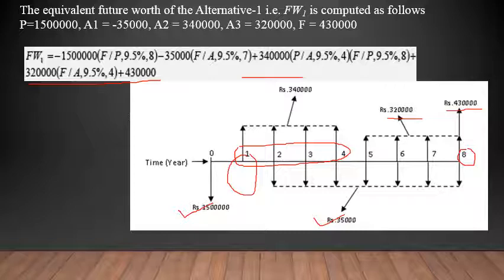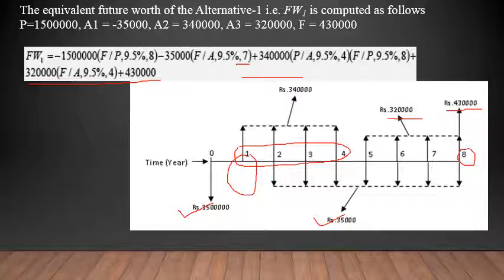Then 35,000, it is A, there is no problem with it. Convert that into F using the factor F by A, comma 9.5, comma 7. Why is it 7 here? Because there are only 7 flows. 1 2 3 4 5 6 7. That's what I always tell you. Whenever you get A into the picture, count the number of flows. Don't go by the timeline. There are 7 flows for this annual operating cost, hence n will be 7 here.